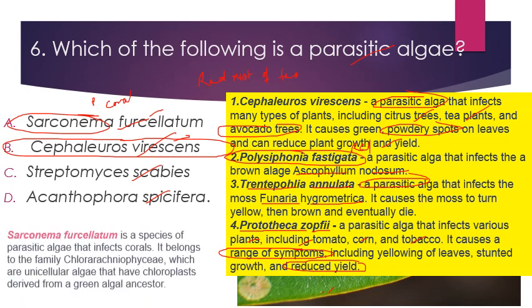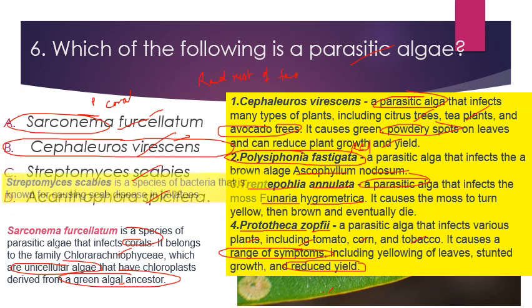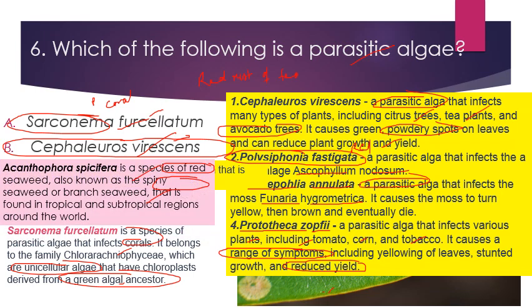ये infect करती है corals को and it belongs to family that is Chlorarachniophyceae, which contains the unicellular algae and have chloroplasts derived from the green algal ancestor. So this is again a parasitic algae but ये infect करती है corals को. Next option was Streptomyces scabies, ये bacteria की species है और ये cause करता है scab disease in potatoes. Next option was Acanthophora spicifera, ये एक red seaweed है and it is also known as spiny seaweed, a branched seaweed. It is found in tropical and subtropical regions around the world.